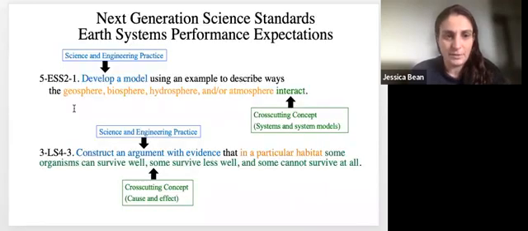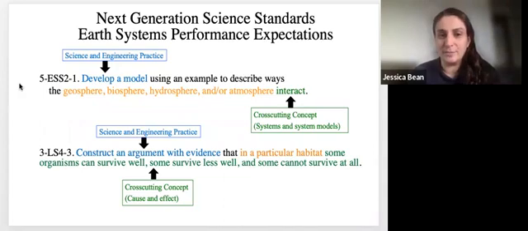And of course, these are two examples of performance expectations that you would see at the elementary level that include all three of those dimensions and that would be relevant to some of the work that we're doing here today. For example, develop a model using an example to describe ways the geosphere, biosphere, hydrosphere, and atmosphere interact. Or at the third grade level, construct an argument with evidence that in a particular habitat, some organisms can survive well, some survive less well, and some cannot survive at all.